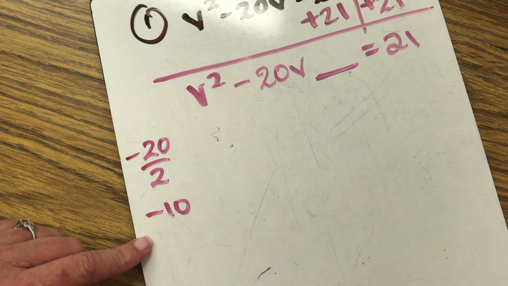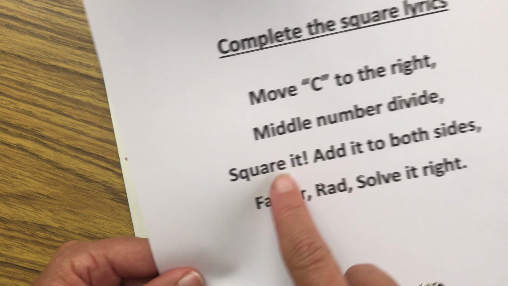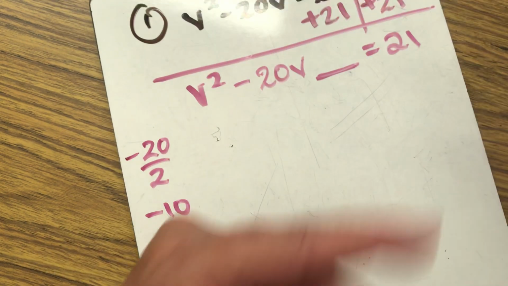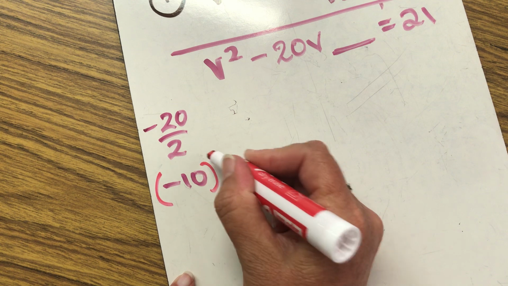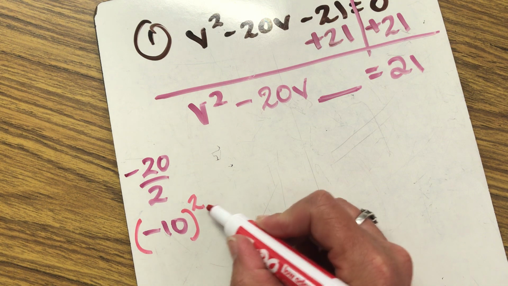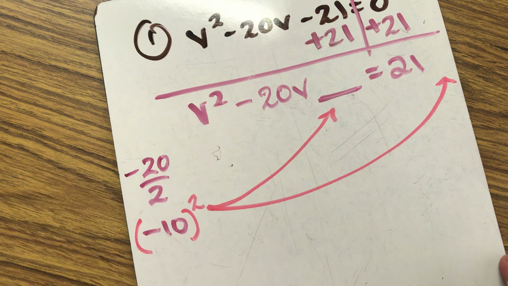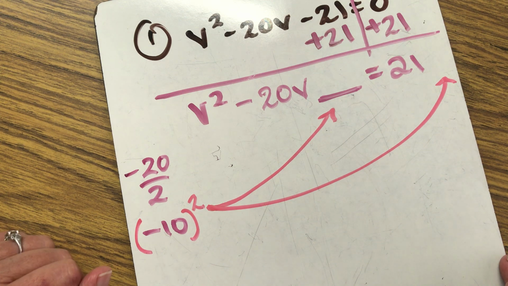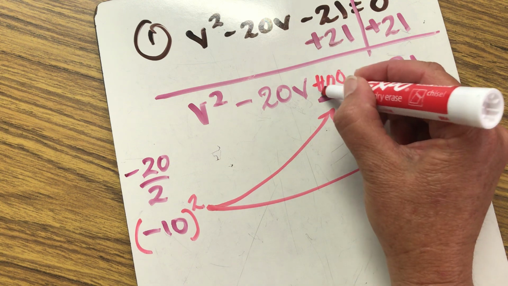Now, let's see the next part of our song. Move C to the right, middle number, divide. Square it. What the heck does that mean? Let's see. We're going to take that number we just got and square it. Add that number to both sides. Well, what is negative 10 squared? A negative times a negative is, you said it, positive. 10 times 10 is 100. So we need to add 100 to both sides.